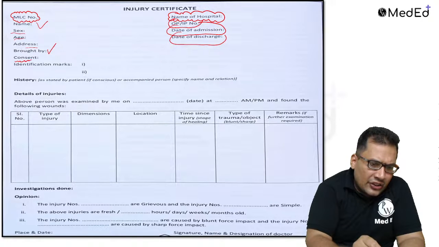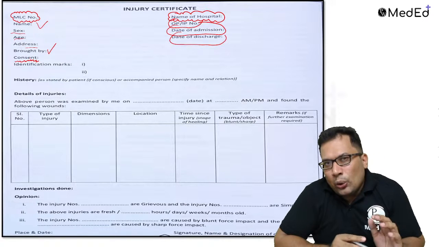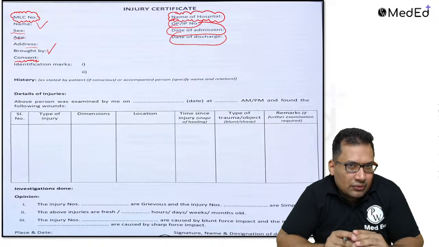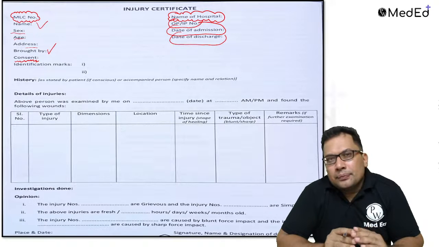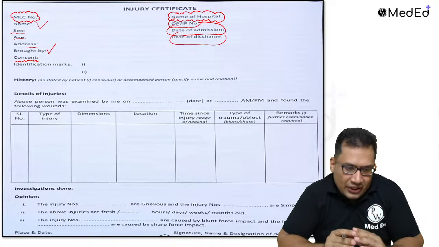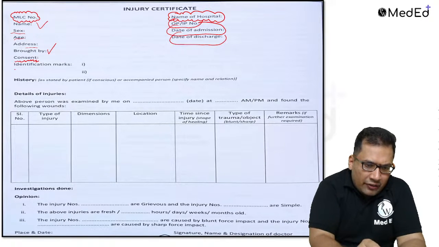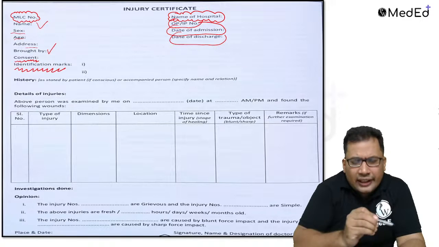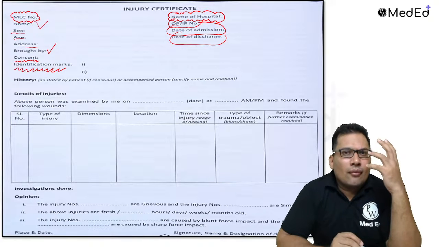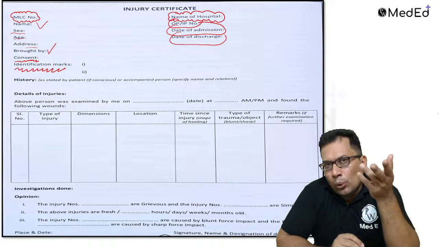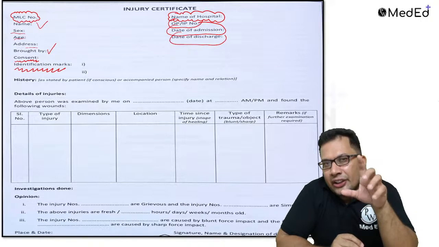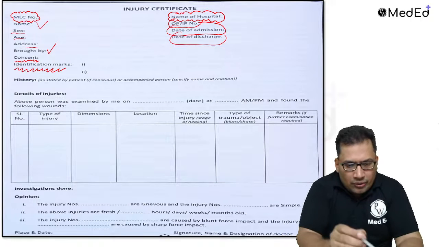And very important is the consent. It's a medico-legal examination, so you need to examine the patient only with consent. It is a written informed consent. You need to write identification marks, at least 2 identification marks, for example, a scar or mole or birthmark. So any 2 identification marks you need to write in the injury certificate. 1 and 2.